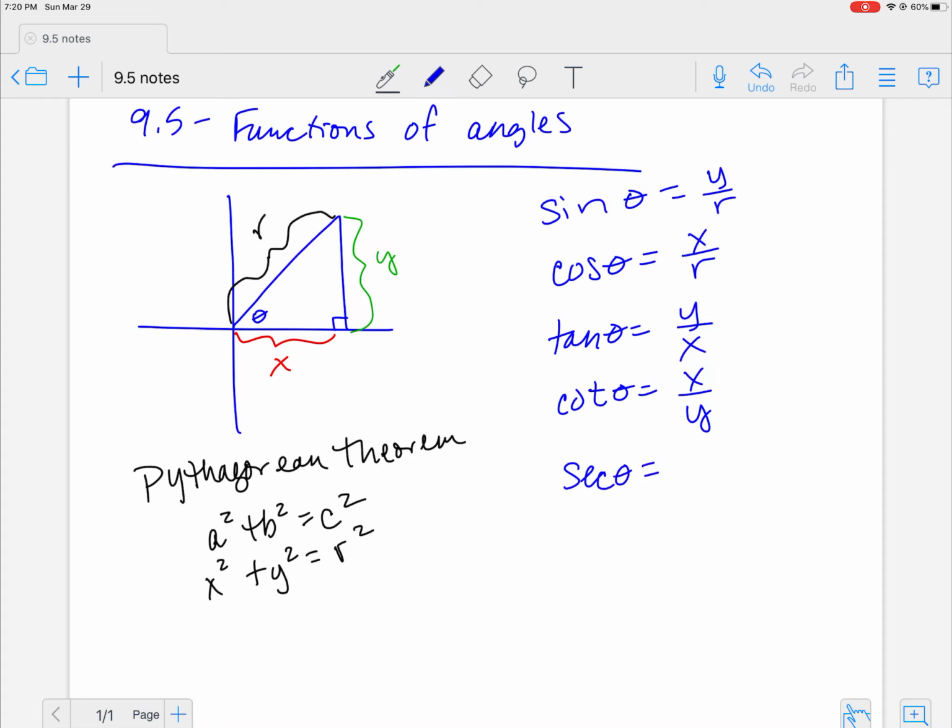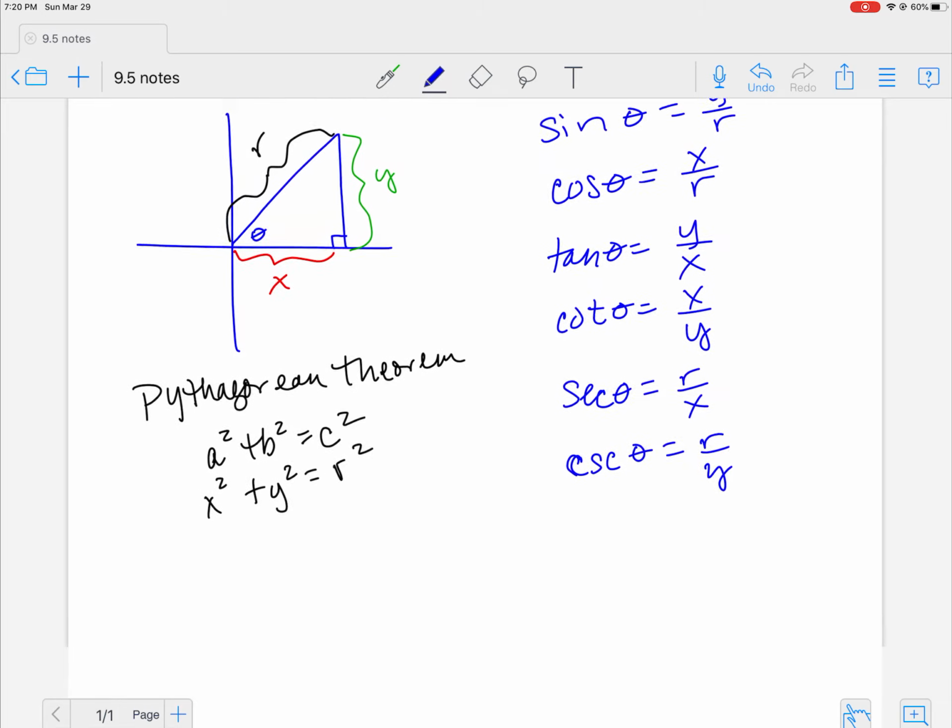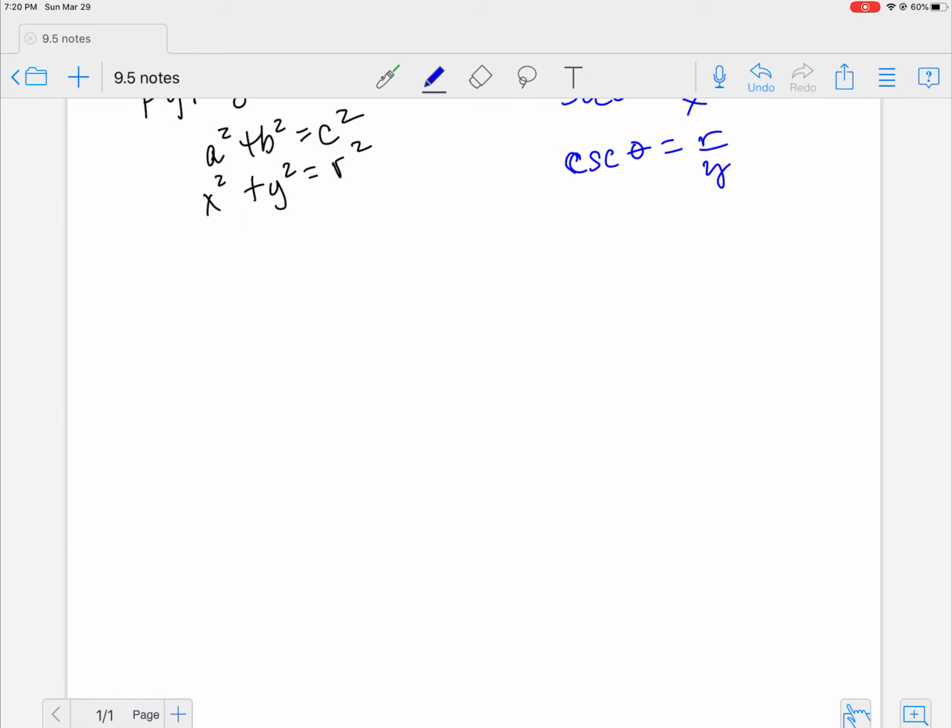And cotangent is the reciprocal identity, so now I have x over y. Secant is the reciprocal of cosine, meaning I now have r over x. And cosecant is the reciprocal of sine, so that is r over y. All right? Okay.